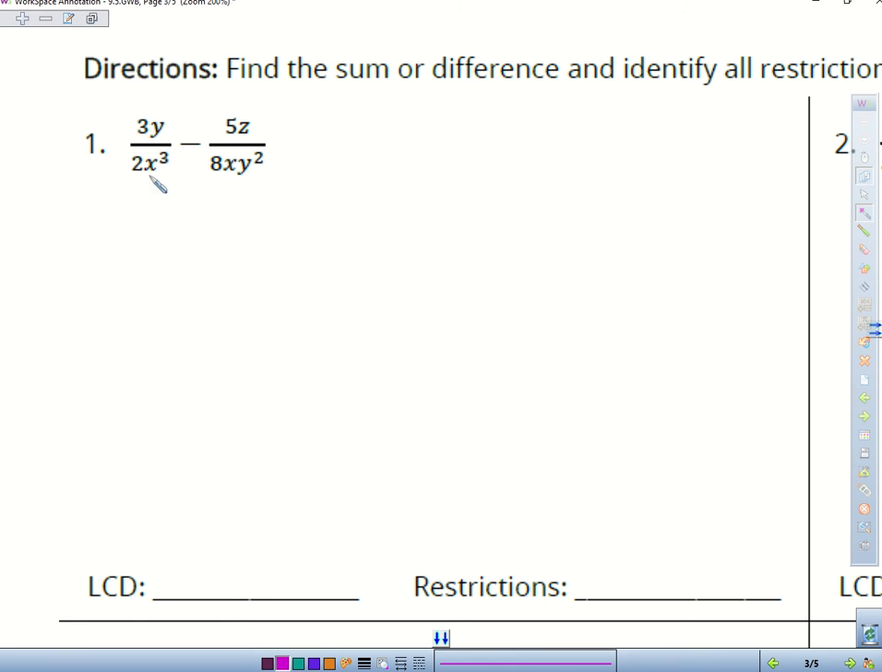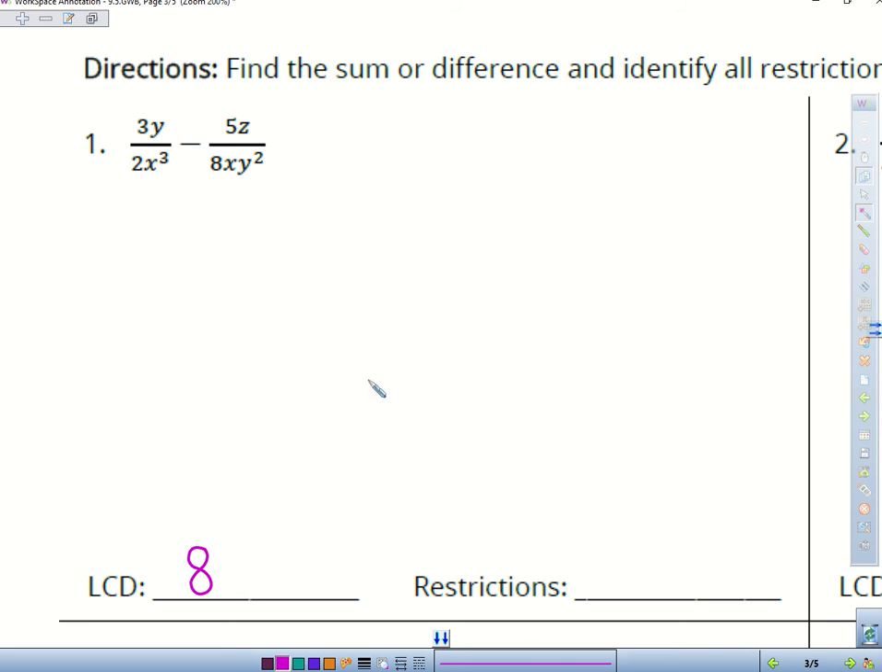So what's the smallest number that both 8 and 2 can divide into? 16. Even smaller than that. Doesn't 8 go evenly into 8 as well? Yes. So the numerical portion of the LCD would be 8. So what's very common is if one of your numbers goes into the other, then the LCD is going to be the larger number. Does that make sense?